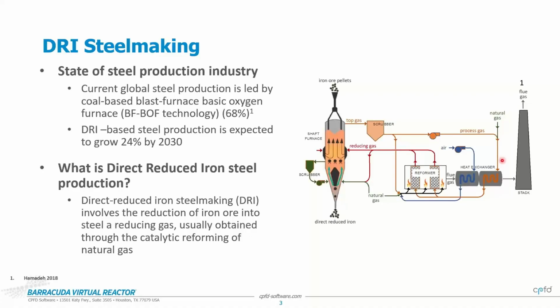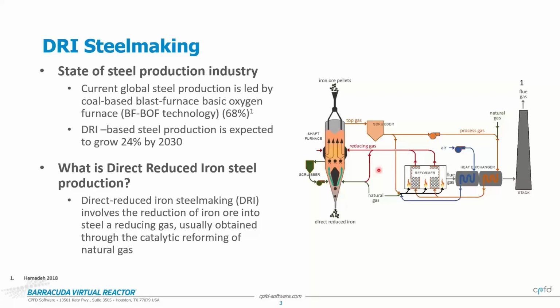Right, so currently, the steel production industry is a very emissions-intensive industry. That's because the dominant technology is blast furnace basic oxygen furnace technology. This accounts for about a 68% share of global steel production, and that technology is very coal dependent. So in recent years, a lot of focus has shifted towards direct reduced iron. This technology is growing. It's expected to grow up to 24% by the year 2030. So how does it work?